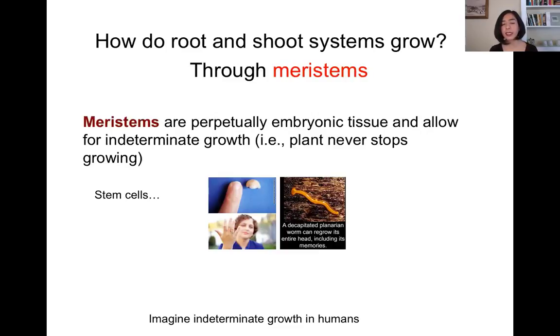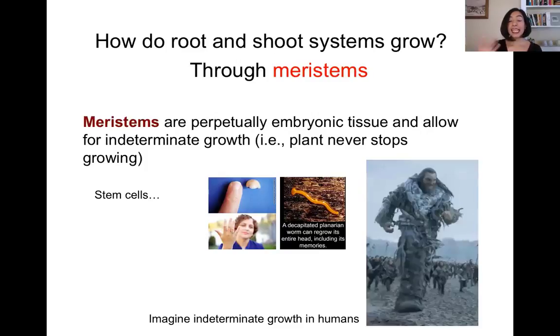And there are a lot of studies about it, and one of our colleagues in the biology department, Dr. Ricardo Sayas, studies planarian to see how they regrow their body. So if you are interested in this topic, I suggest you contact Dr. Sayas. This is how it would look if humans had indeterminate growth. But that's just silly, we don't have that.